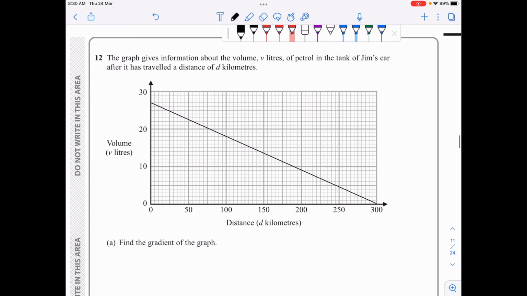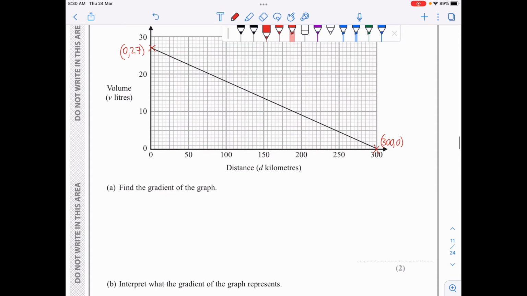Number 12, we've got the graph of the volume V liters of petrol in the tank of a car after traveling a distance of d kilometers. We need to work out the gradient of the graph. So I'm going to pick 2 points. Obviously, I'm going to go for this one, which is (0, 27). And I will also pick (300, 0).